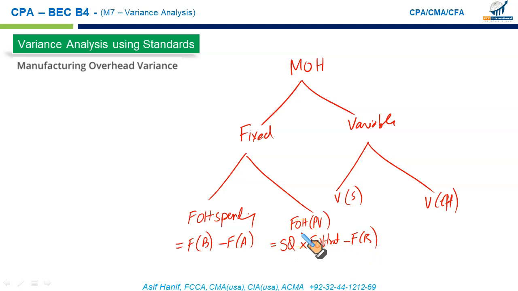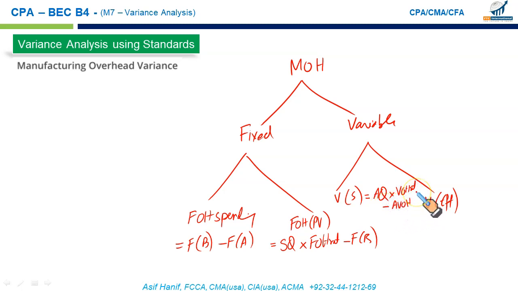I will explain all these, what they mean. Some of them are quite self-explanatory, like FOH spending is the difference between budget and actual. Production volume variance is something I will explain later. Then variable overhead spending variance. It is calculated by multiplying the actual quantity of machine hours or labor hours by the variable overhead rate, VOH rate, minus actual variable overheads.